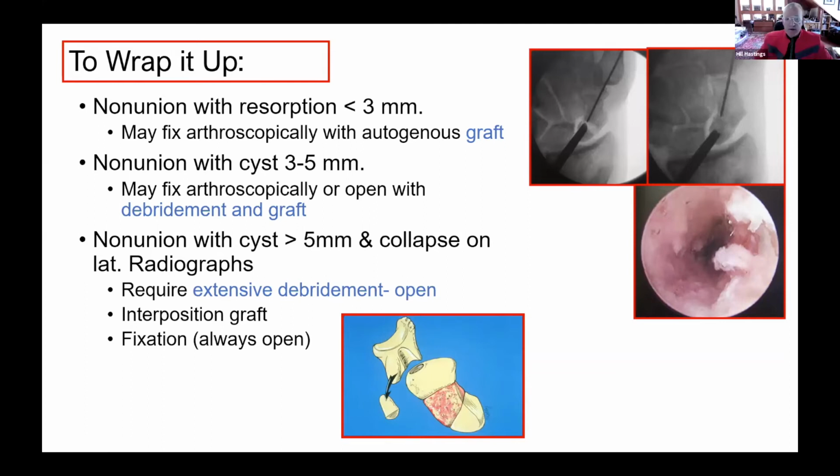To wrap it up in 30 seconds or less, we talked about minimal defects, less than 33 millimeters, being handled by arthroscopy and grafting down through the track of your screw. Larger ones either open or arthroscopically with debridement of the site. And then, as we've just showed, larger cystic non-unions with collapse best handled by open technique, debridement, interposition graft. Next.